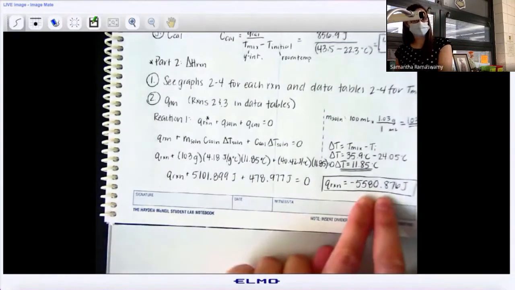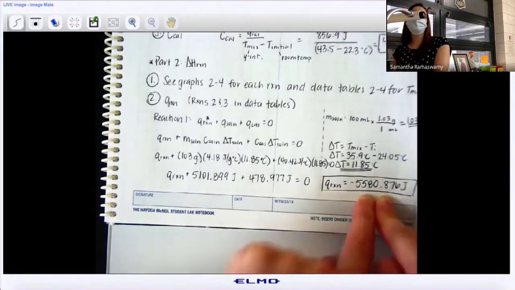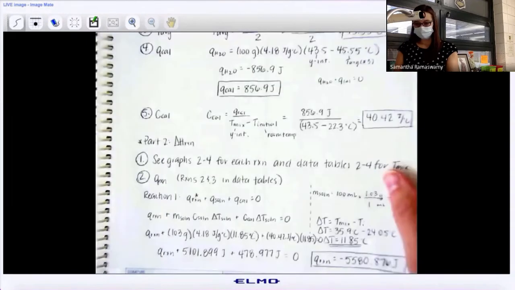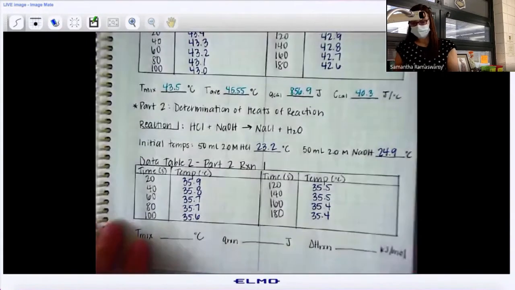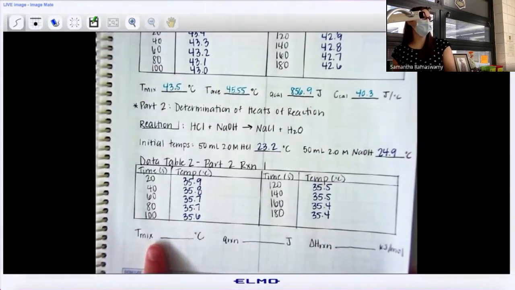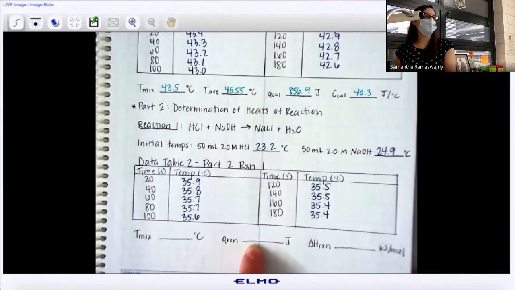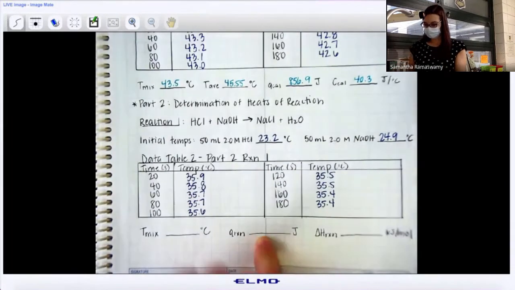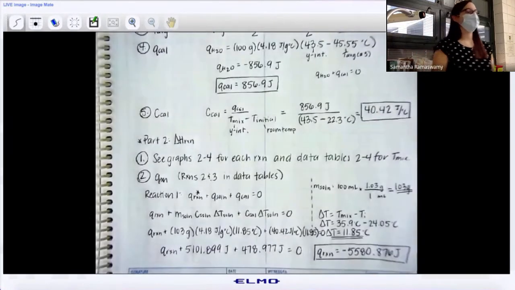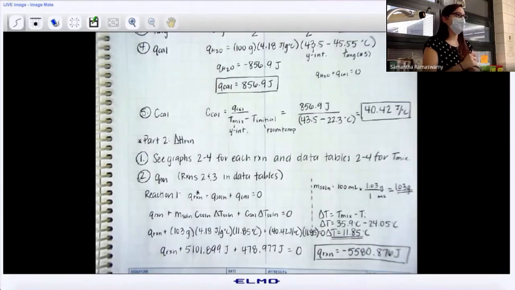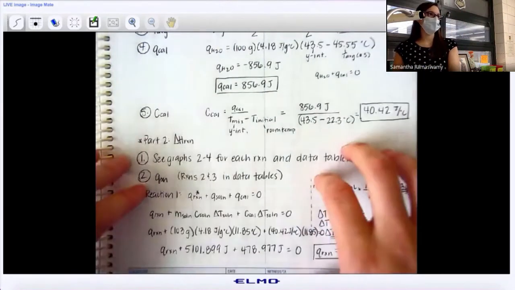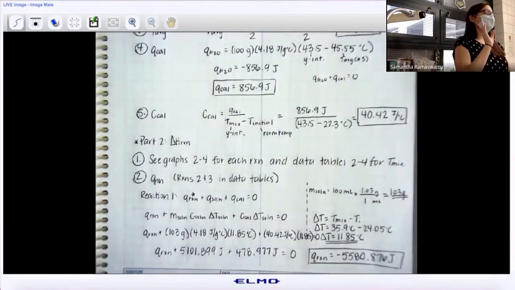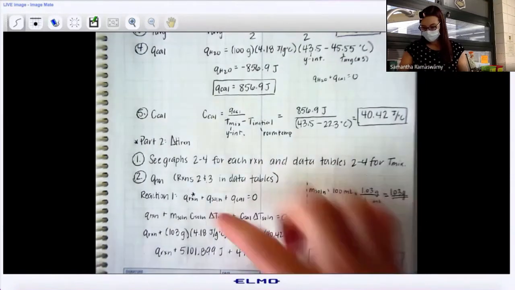This number we can put underneath data table 2. If we flip back to our data and observations, under data table 2, you should have T mix filled in. That was 35.9. Now we have Q reaction, again under data table 2. This was the first reaction. Your Q reaction is what we just solved for. Go through and see if you can calculate. You don't have to show it in your calculations. If you want to, that's fine. Do reaction 2 and reaction 3, just like what we did here.